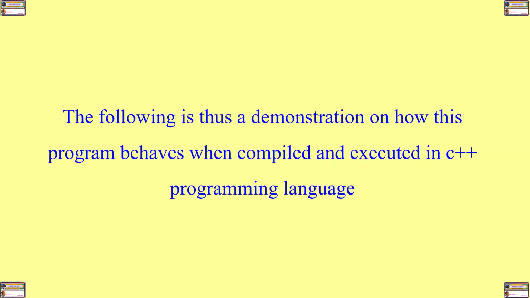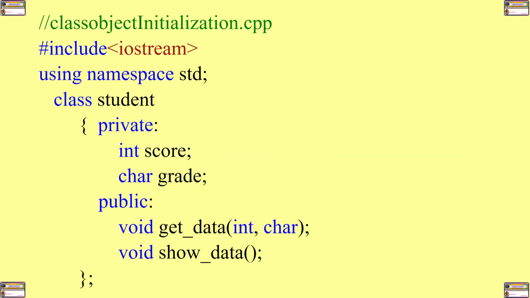The following is a demonstration on how this program behaves when compiled and executed in the C++ programming language. In other words, my dear students and the rest of the learners, I would like you to copy this program. Write this program in your exercise book or type it in a word processor such as Microsoft Word. And then once you have checked that your program is okay, you can copy it and paste it, or you can code it directly on your editor for your C++ program.